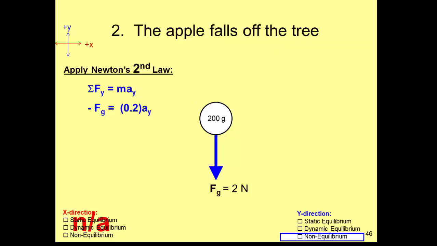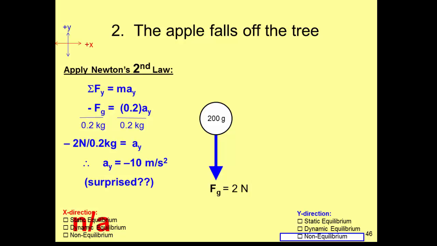Now let's go ahead and do a little bit of work with this. Let's divide out the 0.2 kilograms to the other side of the problem. So we have negative 2 newtons divided by 0.2 kilograms equals acceleration in the y direction. So if we divide this out, we have acceleration in the y direction is negative 10 meters per second squared. Well, that's not surprising. This is accelerating due to gravity down towards the Earth.